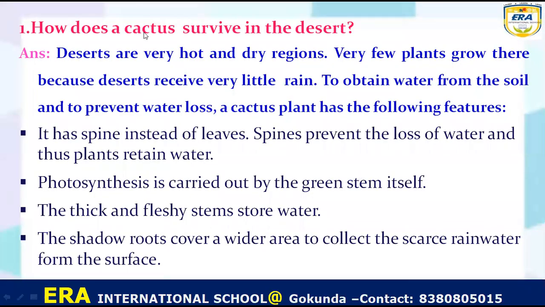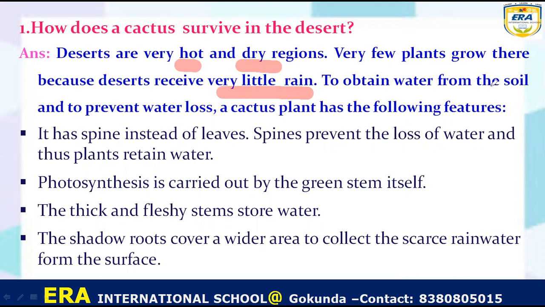The question 1 is: how does a cactus survive in the desert? Answer: the deserts are very hot and dry regions, which means there is less water and the temperature is so much high. Very few plants grow there because desert receive very little rain, so the rainfall is also very little or less in that desert area.